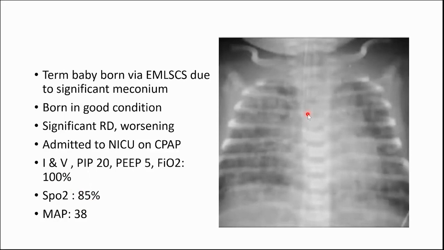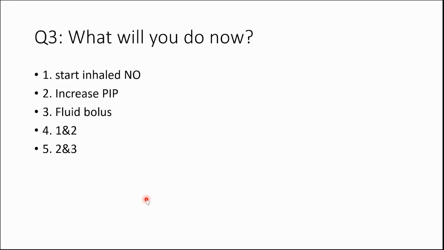Okay? Have a look at the X-ray. Okay. What will you do? I have given you a couple of options. One is to start nitric. One is to increase PIP. Fluid bolus. Options 1 and 2, and then 2 and 3. What would you do?